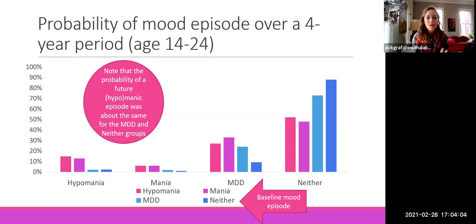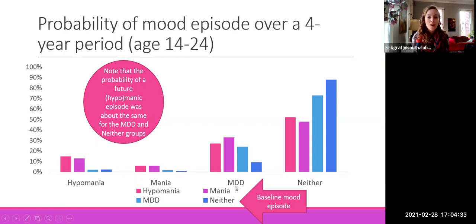in the past. So the majority of the healthy controls, people who had not had a mood episode before entering the study, continued to not have mood episodes over the 10 years that they were followed. About 10% of them went on to have a major depressive episode during the study period, but again, this was a relatively short follow-up time. Very few of them, around 2% collectively, experienced either hypomania or mania, with hypomania being more common.